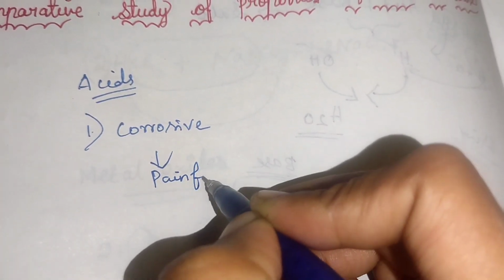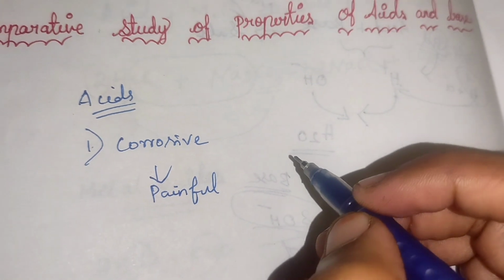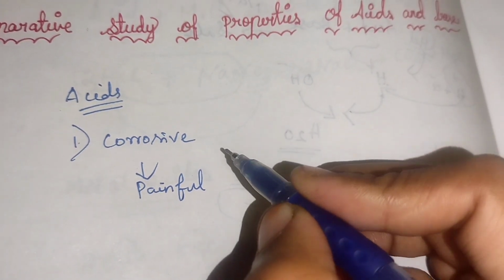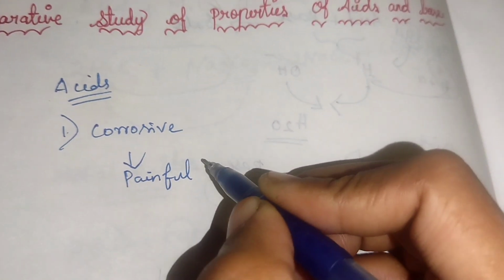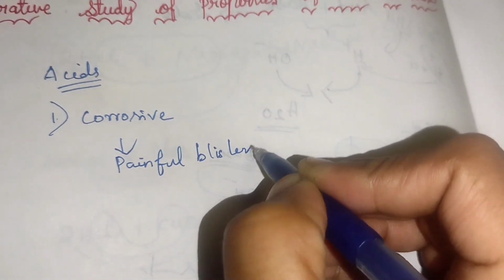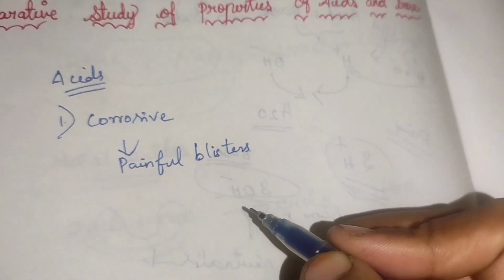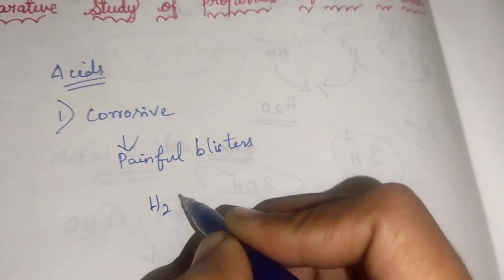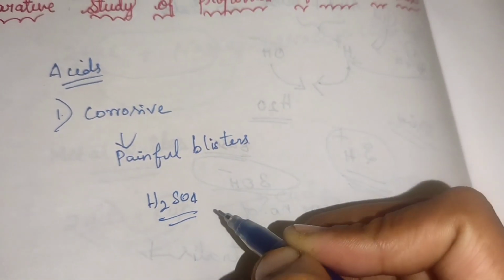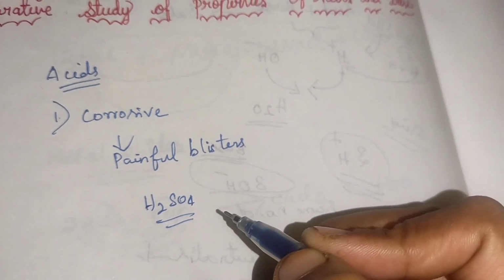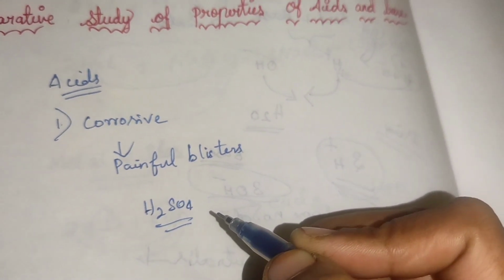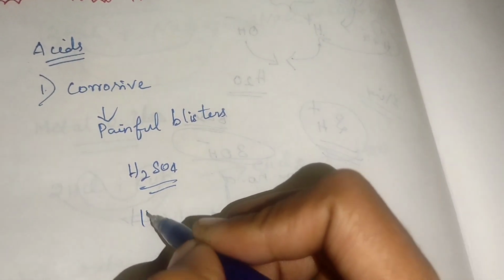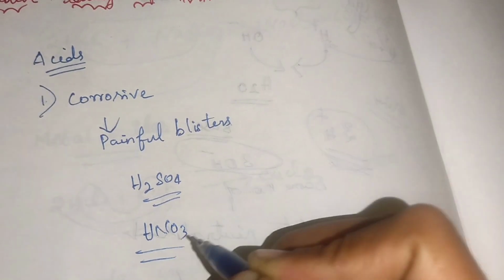So we have to handle the acid very carefully, because acid will form painful blisters when it comes in contact with our skin. H2SO4, for example sulfuric acid, will absorb the water from our skin tissue and cause issues in our skin. And the next one is nitric acid, HNO3.